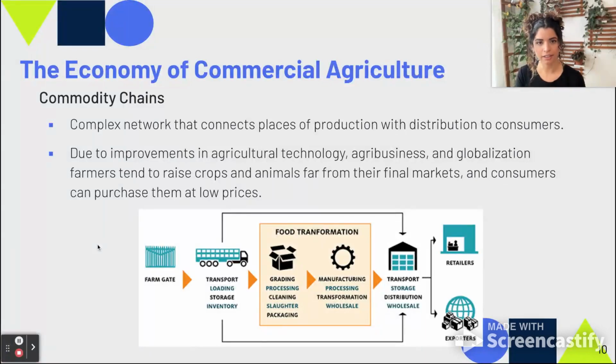For commodity chains, again coming back to agribusiness, these are a huge part of it: transportation and processing of these different agricultural goods. There's a lot that goes into the products that we see on the shelves at the stores. It's a very complex network that connects places of production with distribution to consumers. There are a lot of little steps from growing in the ground to when we go to the store and purchase these things. Due to improvements in agricultural technology, agribusiness, and globalization, farmers tend to raise crops and animals far from their final markets, and consumers can purchase them at low prices. So having that transportation is really key. If they don't have reliable, affordable transportation, then they would have to be closer to city centers where these products would be sold.